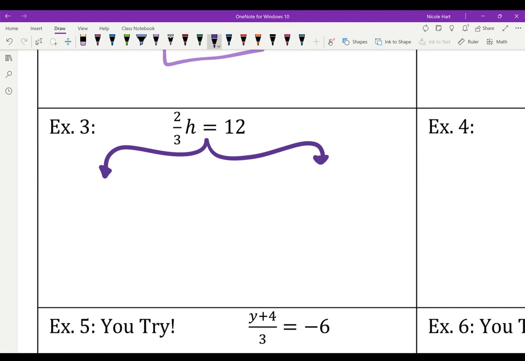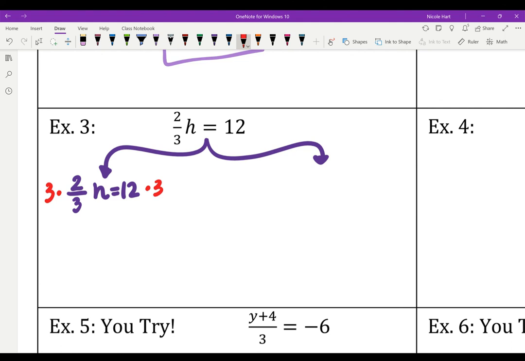So the first way that you can do it, I'm going to rewrite this, 2 over 3 x equals 12, is take care of that 2 over 3 in 2 separate pieces. The first piece we are going to get rid of is the 3 in the bottom. And right now that 3 is dividing the 2. And so we are going to do the opposite, which is multiply by 3 on both sides.